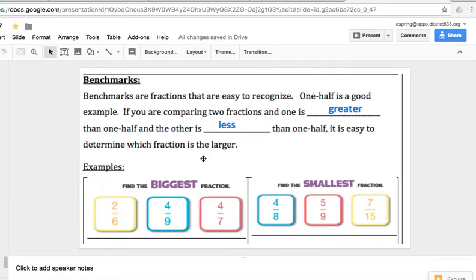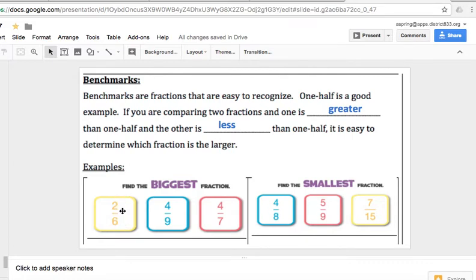Benchmarks. Benchmarks are fractions that are easy to recognize. 1/2 is a good example. If you're comparing two fractions and one is greater than 1/2 and the other is less than 1/2, it's easy to determine which fraction is the larger. So 2/6, 4/9, and 4/7, we can think of those compared to 1/2.